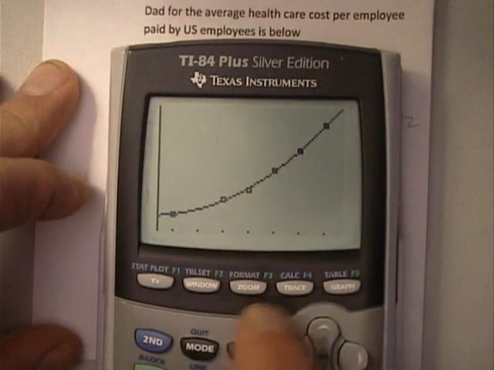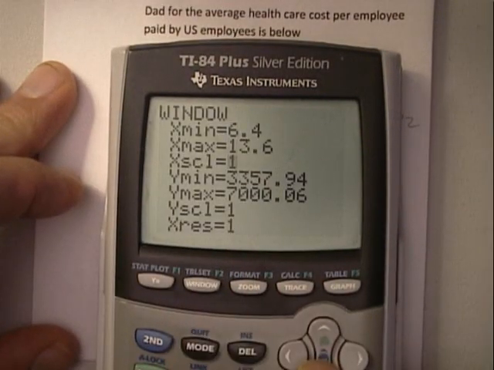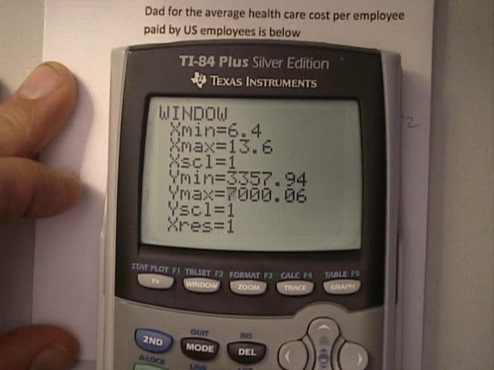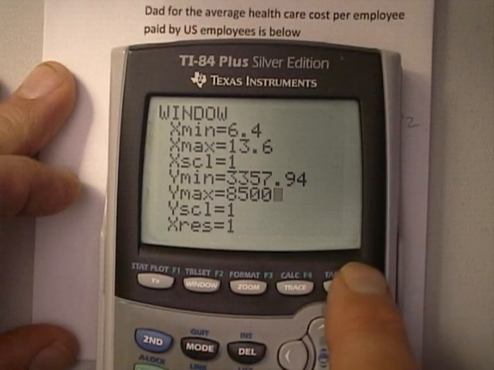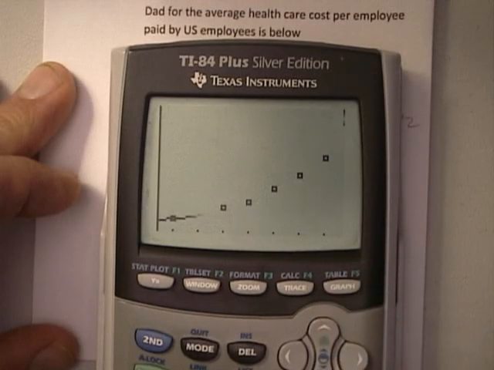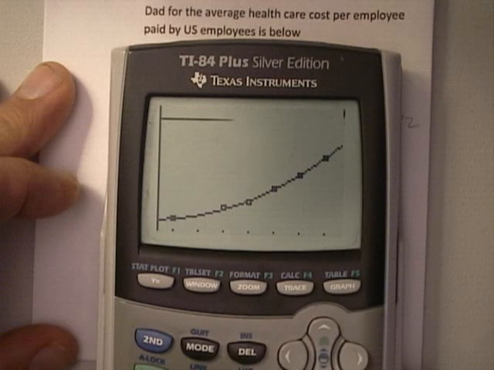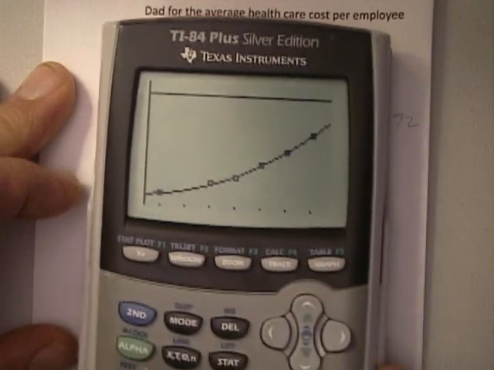And I know this window really isn't showing me the thing. In fact, the upper part of the window is at 7,000, so I need to make this at least, what, 8,500? All right, so once I got the window reset, I can graph this again. Here's the data, there's my best fit model, and there's my 8,000.